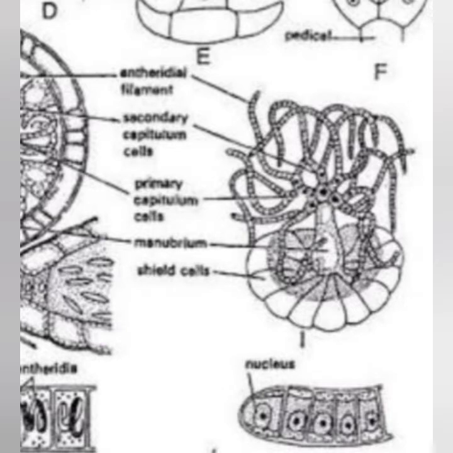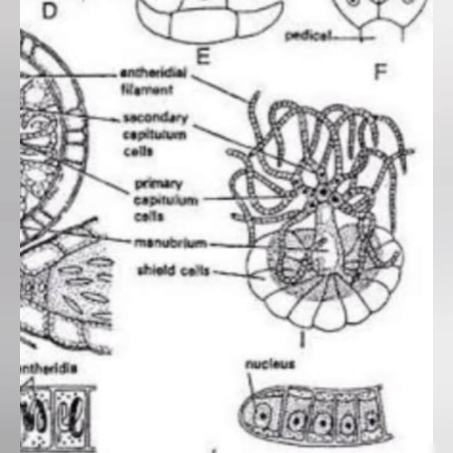So since we have eight shield cells, from each cell there will eventually be eight rod-shaped manubrial cells. Okay, so that is the middle layer.